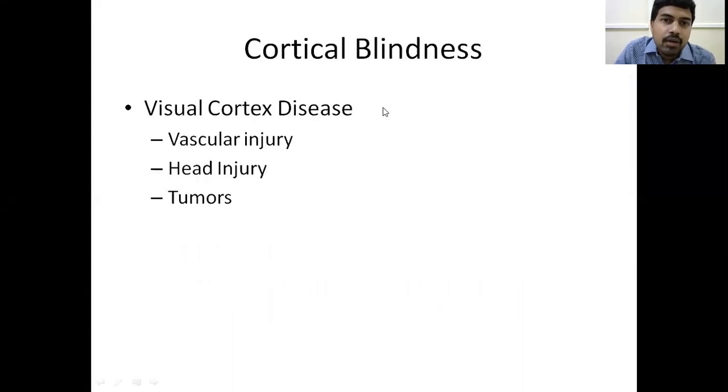And next, coming to an entity, cortical blindness. So what is this cortical blindness? Suppose the occipital cortex, areas 17, 18, 19, the striate, peristriate, and parastriate cortex, are involved due to vascular injury, head injury, or tumors, there can be loss of vision. That is known as cortical blindness.